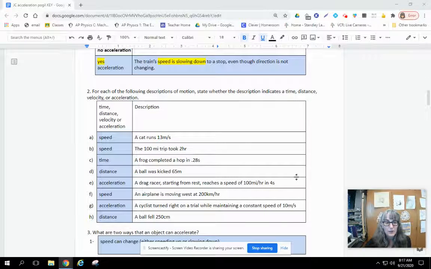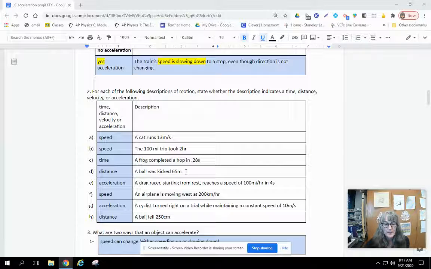So let's take a look at number 2. For each of the following descriptions, we want to talk about whether they're a time, a distance, a velocity, or an acceleration. I use the word speed instead of velocity. Cat runs at 13 meters per second. That's a speed because we're talking about how fast the cat's going. 100 miles took 2 hours, so we have a distance in a time. That's also a speed or velocity. A frog completed a hop in 0.28 seconds. That's time, so how long it took to happen.